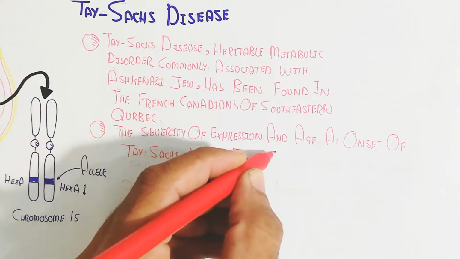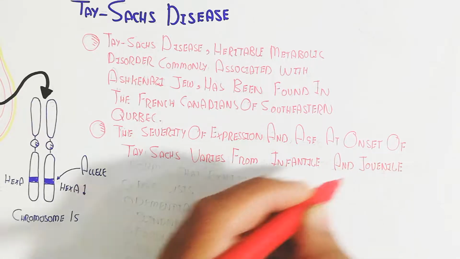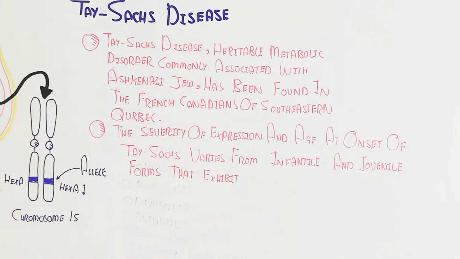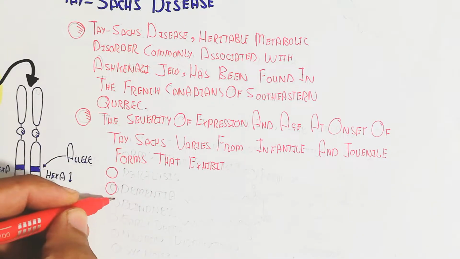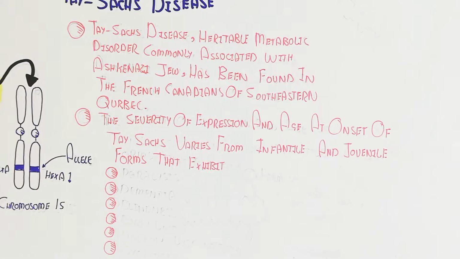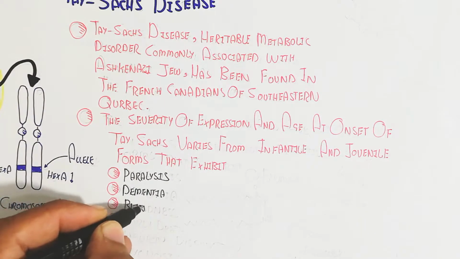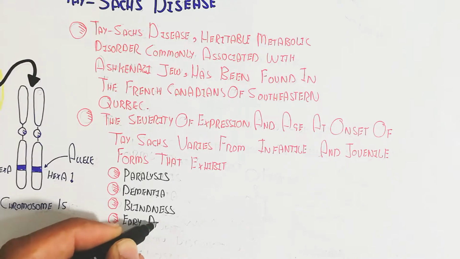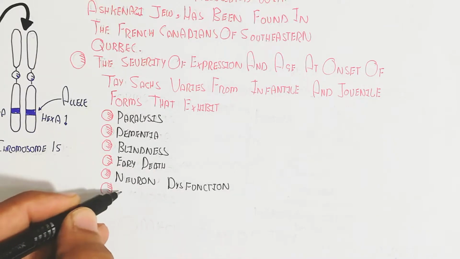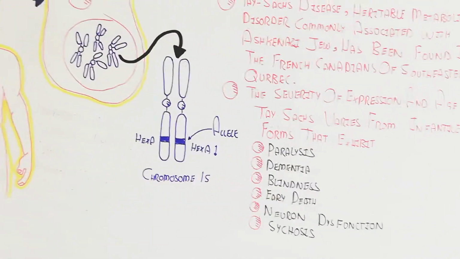It can cause paralysis due to neuron dysfunction, motor nerve dysfunction, and dementia. Dementia is due to the accumulation of GM2 ganglioside. So the paralysis, dementia and blindness are due to the accumulation of excessive GM2 ganglioside, a lipid, because ganglioside is a lipid, remember. Early death, neuron dysfunction and psychosis can occur.